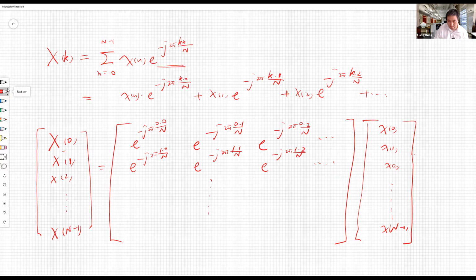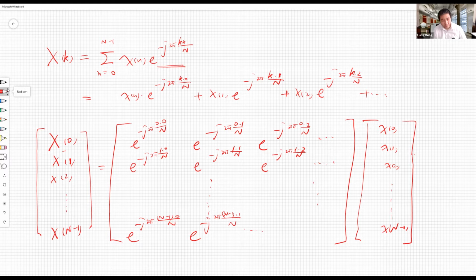And we go step by step, all the way to the last row here, which is e to the negative j 2 pi, where k is n minus 1, times 0 over n. See, 2 pi, n minus 1 times 1 over capital N. Okay, and then of course, the last term here is n minus 1 times n minus 1.